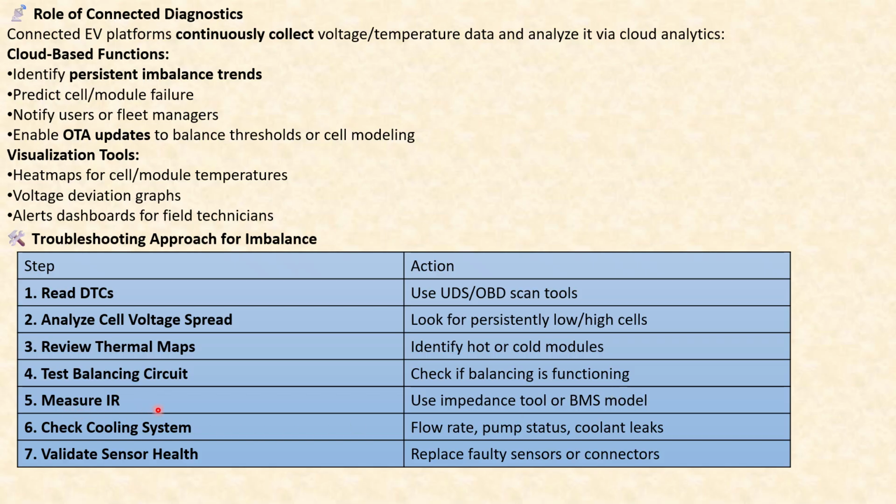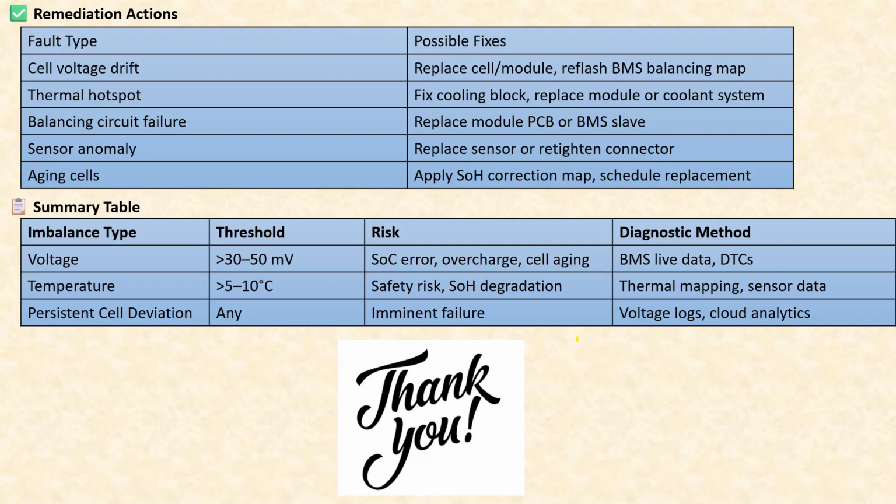Next is measure IR: use the impedance tool or BMS model. Talking about check cooling system, the action is to check flow rate, pump status, and coolant leaks. And talking about validate sensor health, replace faulty sensors or connectors. Okay, so these are the various troubleshooting approaches for both voltage and temperature imbalance.